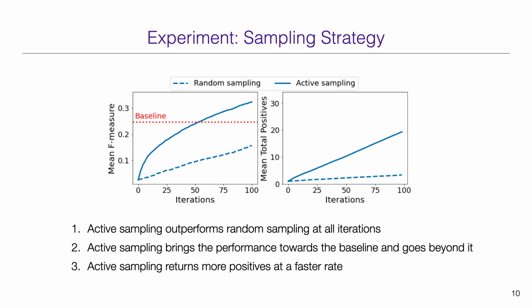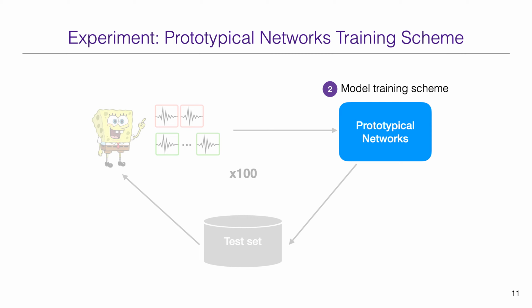Lastly, we see that active sampling returns more positives at a faster rate. These results indicate that the uncertainty-based sampling strategy is effective at sampling informative and representative examples more efficiently.